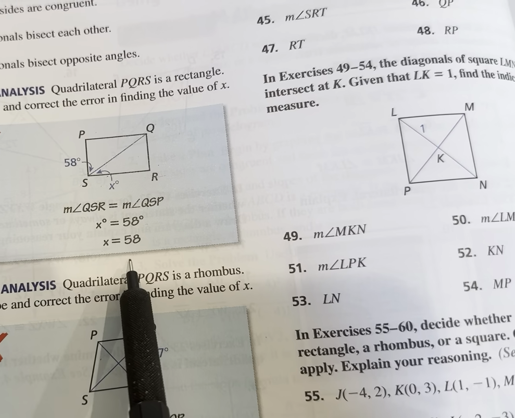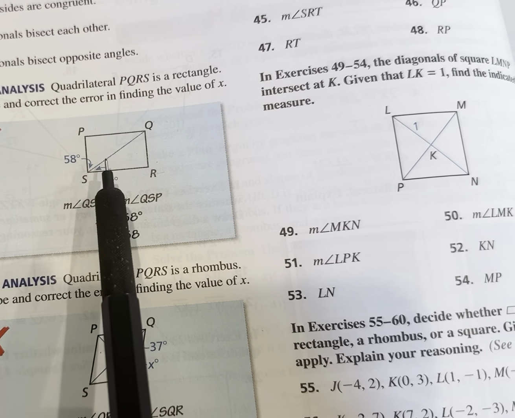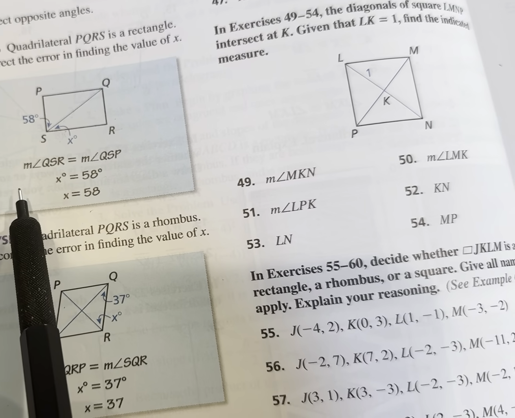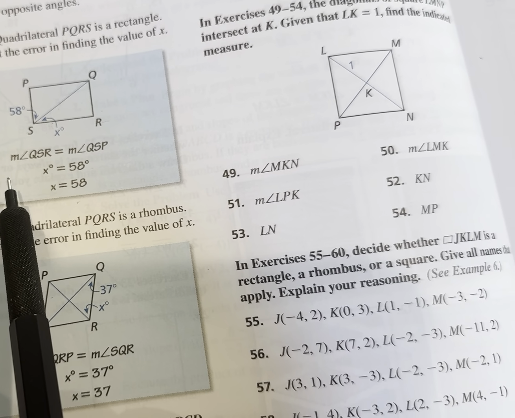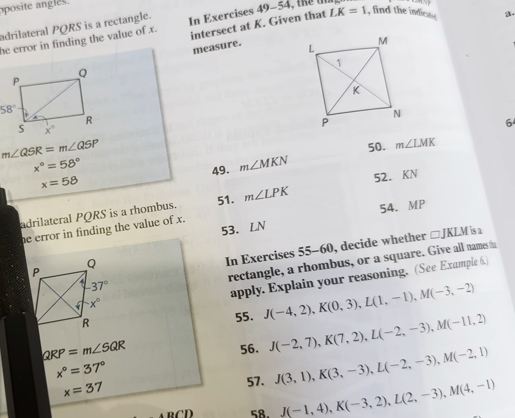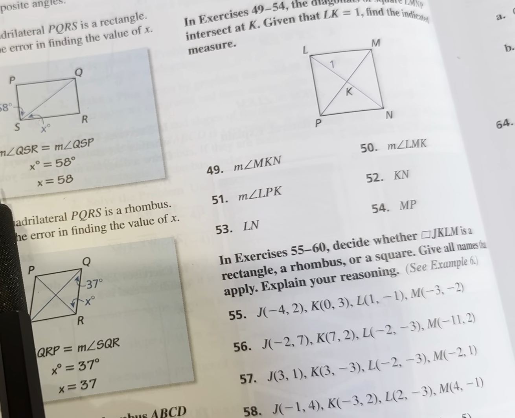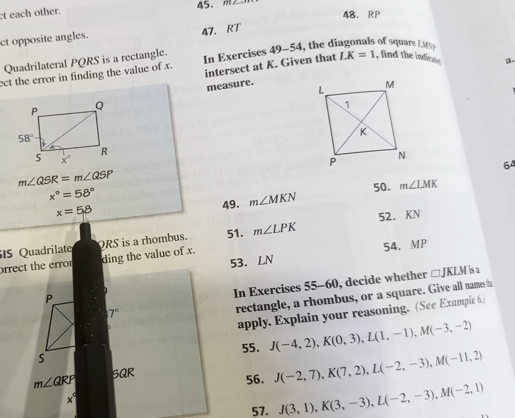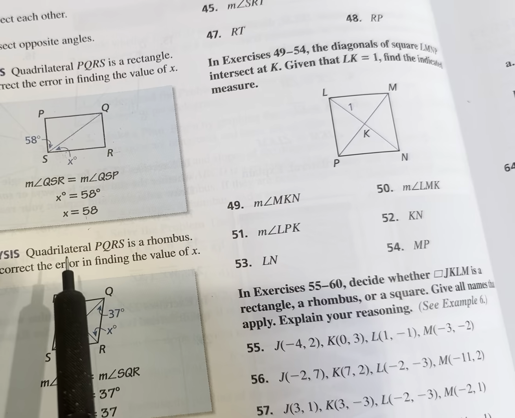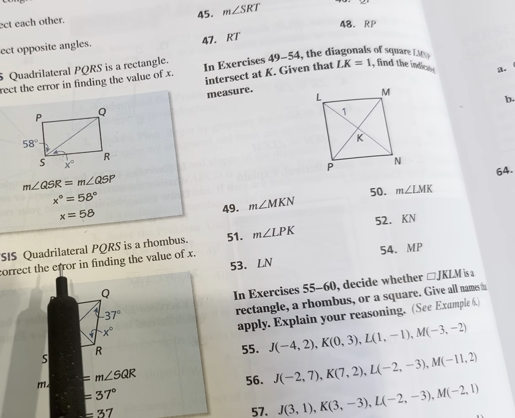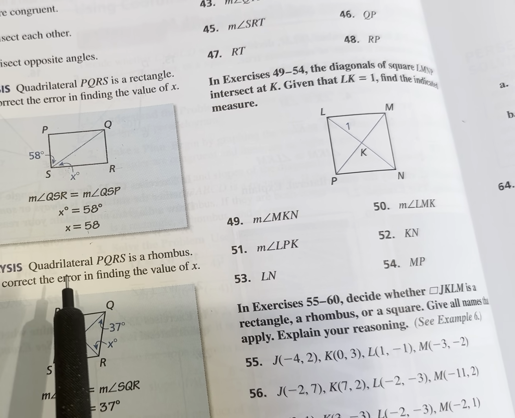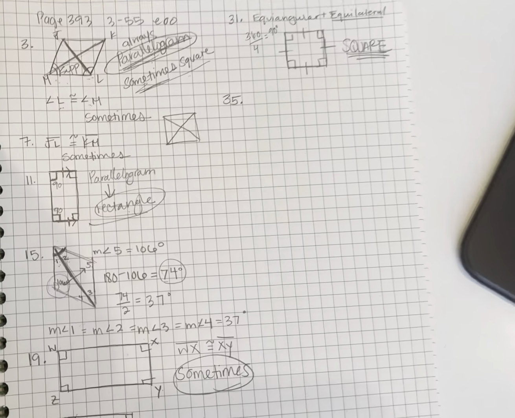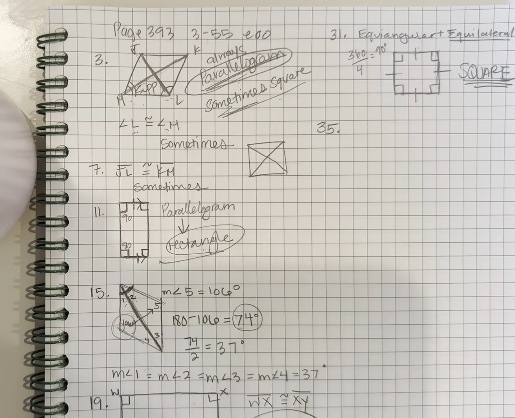Well, that would only be true if this diagonal bisected that angle. Diagonals bisecting the angles, that happens in a rhombus, not a rectangle. Okay, so that happens when all sides are congruent, not in a rectangle. That is their error. They mistook this guy for a rhombus. X does not equal 58. We actually don't have enough information to find x. Okay? Alrighty.